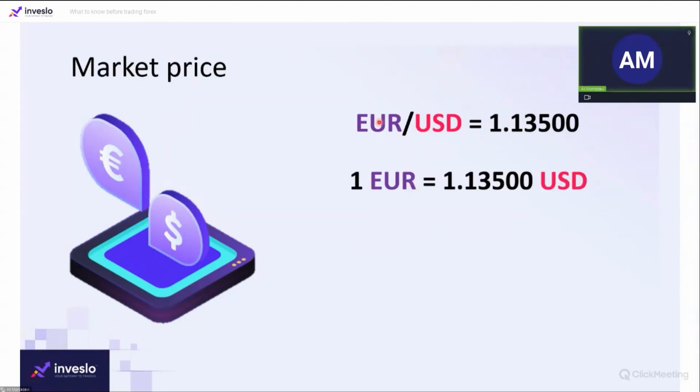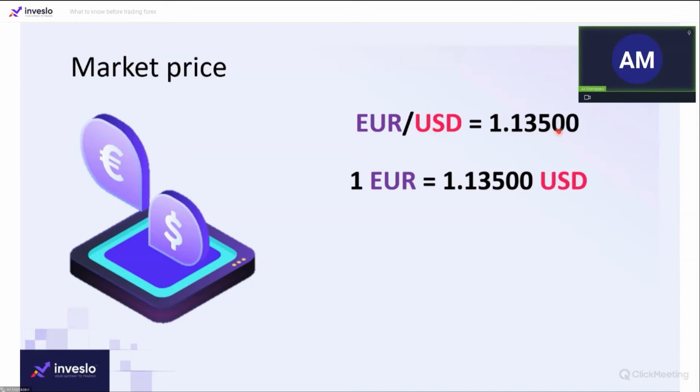For example, when we see the euro USD is 1.13500, it means each euro equals 1.13500 USD, or let's say $1.13 and half a cent. The pairs are always quoted on the quote currency or the counter currency. I mean the second currency in a currency pair.